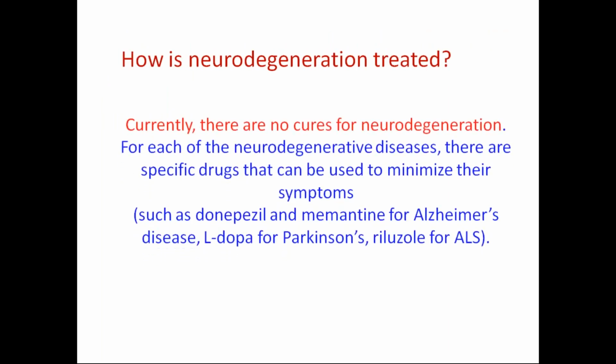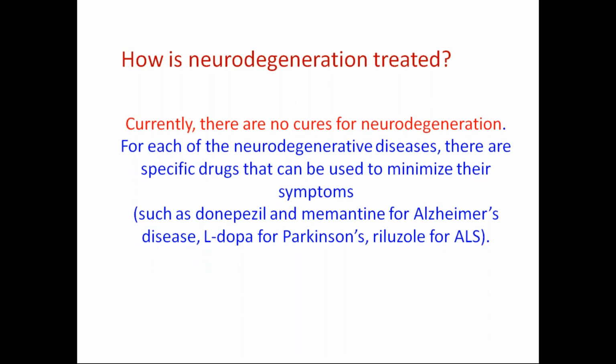Okay, now what is the treatment? How can we treat these diseases in general? Currently, there is no cure for neurodegeneration. For each of the neurodegenerative diseases, there are specific drugs that can be used to minimize their symptoms. For example, donepezil and memantine for Alzheimer's disease, L-DOPA for Parkinson's, and riluzole for ALS. So we can confirm that there is no cure for neurodegenerative or degenerative disease.